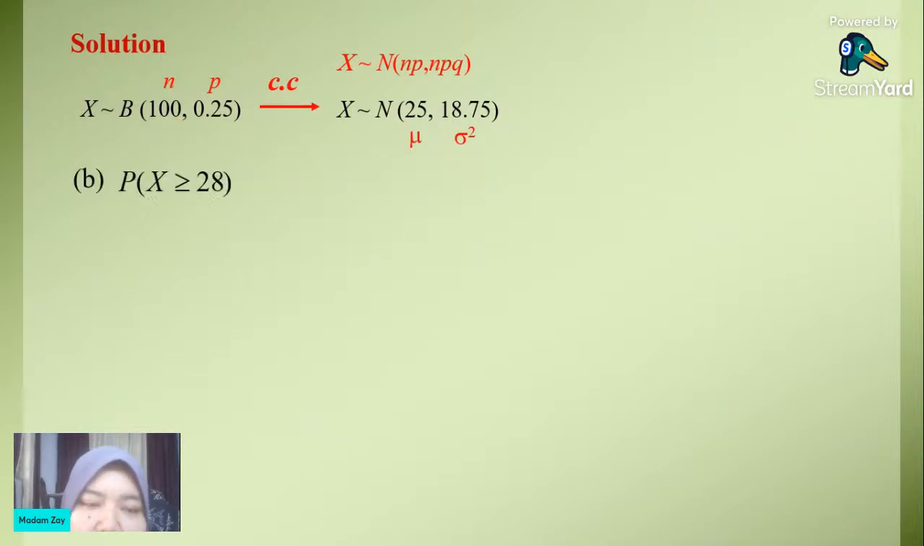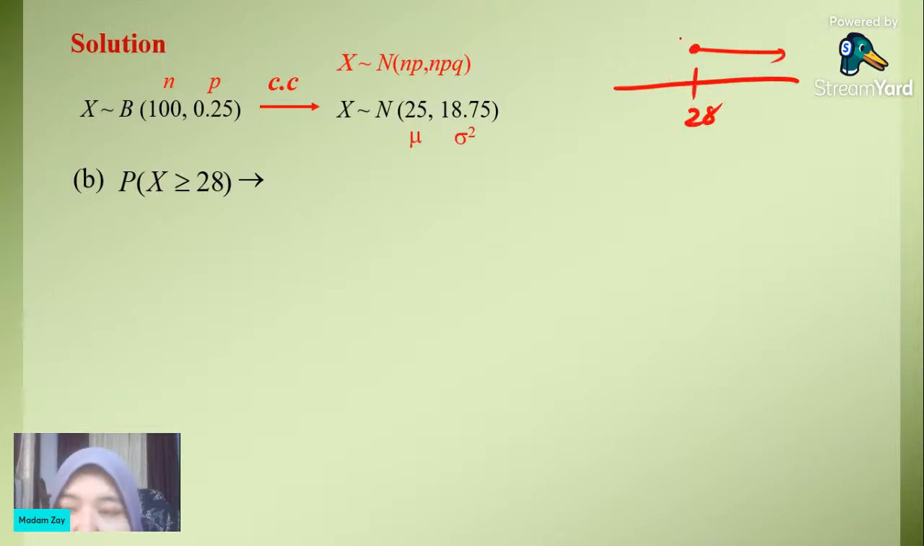For question B, we want to find probability for x more than or equal to 28. Okay, now, before we continue with the standard normal distribution, first of all, we need to use this continuity correction. So from probability of x more than or equal to 28, it's the discrete random variable, 28 is included. To make sure that 28 is included, we hug it from the outside. So we have to take from 27.5 and above. So it will be probability of x more than 27.5.